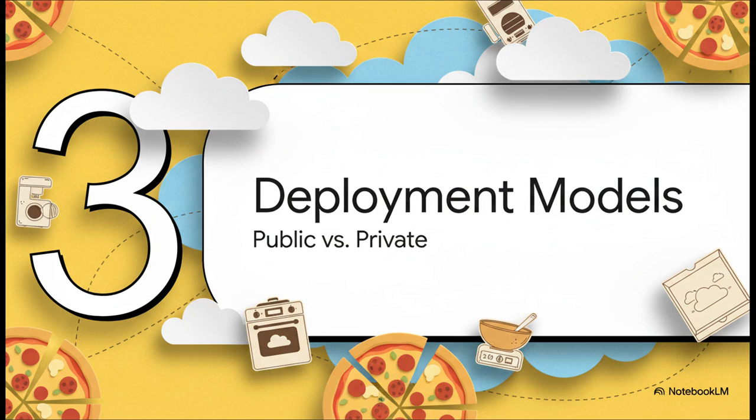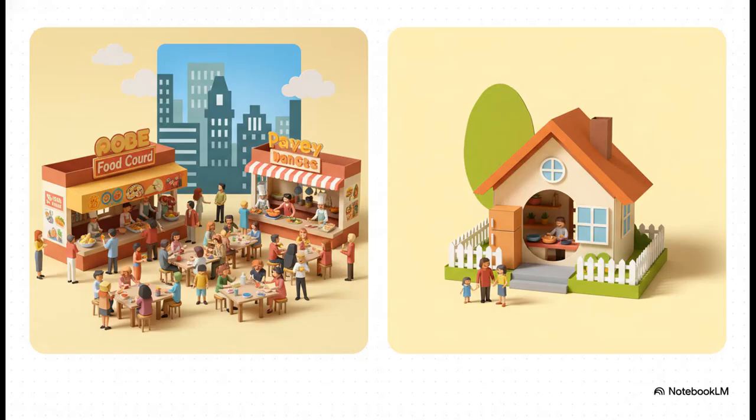Okay, we've got our pizza, we know how we're gonna make it, but where is this kitchen? Is it a place anyone can go, or is it just for you? Well, there are 2 main kinds. A public cloud is like a giant food court at the mall. Anybody can walk in and use it. It's super easy and doesn't cost a lot to get started. But a private cloud, that's like your very own kitchen at home. It's just for you, and only you have the key, so it's extra safe and secure.